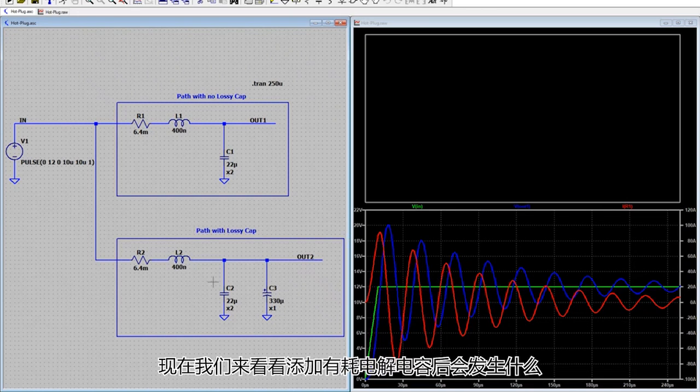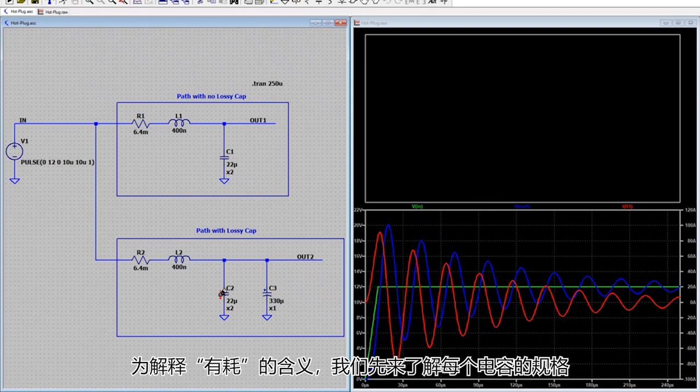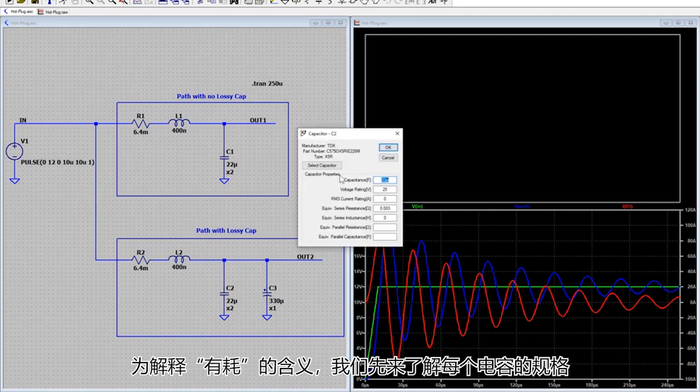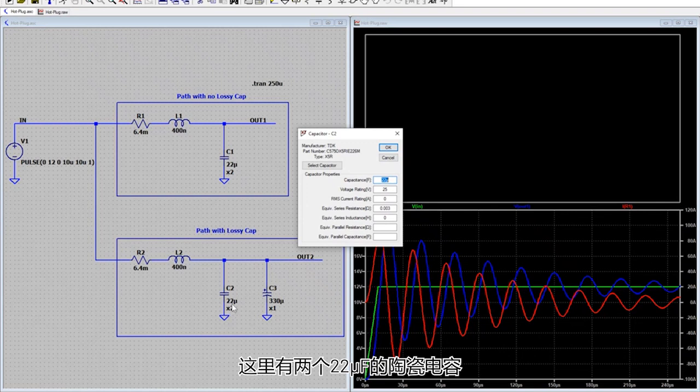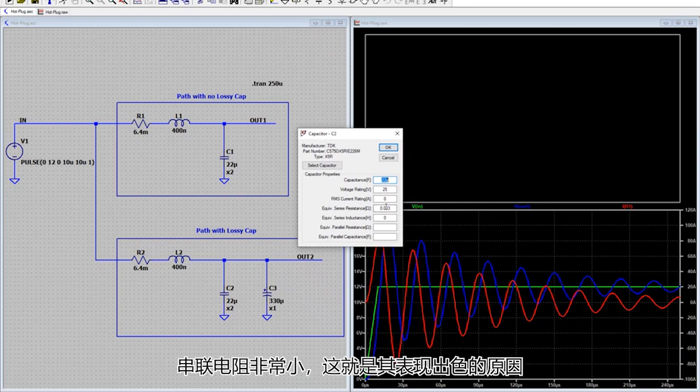So now let's look at what happens when we add a lossy electrolytic cap. And to explain what lossy means, I'm going to look at the specs for each of these caps. So the ceramic caps, there are two 22 microfarad ceramics. And notice their equivalent series resistance is 3 milliohms. It's 0.003 of an ohm. And that's why they work very well, because they have very little series resistance. But that's what gives rise to this huge surge in current.